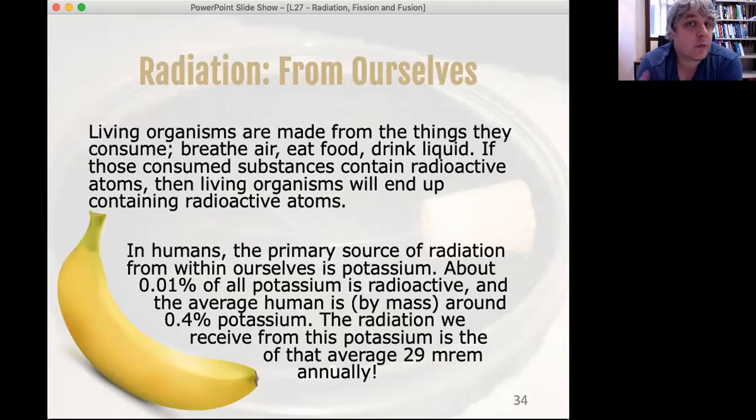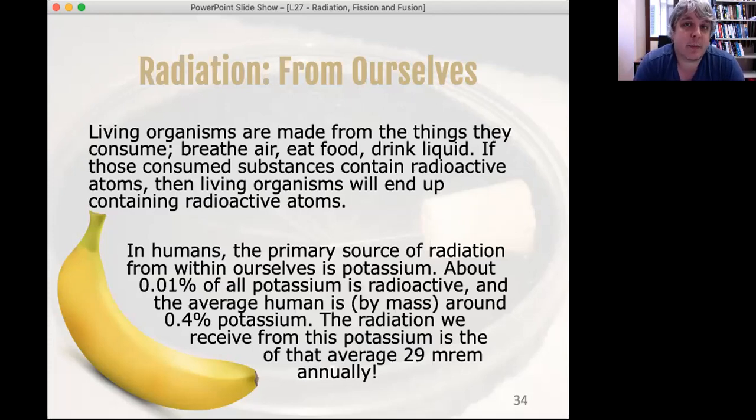So that is one source of risk, but the other one, there are more, but the primary one inside us, carbon dating, is half-life of 6,000 years, not really going to be happening a lot and not a huge danger to us. But the one that is the most noticeable inside us is potassium. Potassium has about 0.01% of all its atoms being radioactive, and the average human is, by mass, around 0.4% potassium. So the radiation received from this potassium averages around about 29 millirem in a year. 0.03 of a rem per year just from the potassium inside us.